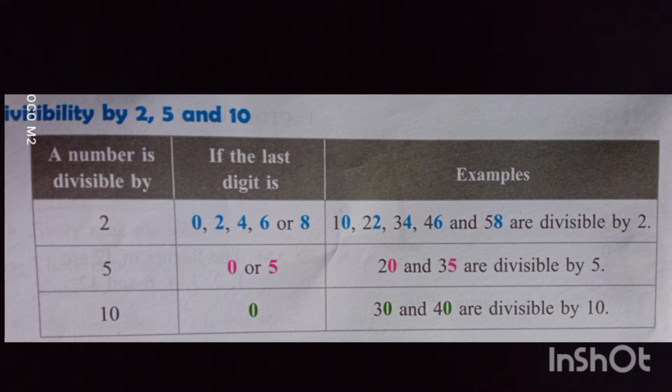Will you remember this? Very simple. If the last digit of the number is 0 or 5, it means that number is divisible by 5.